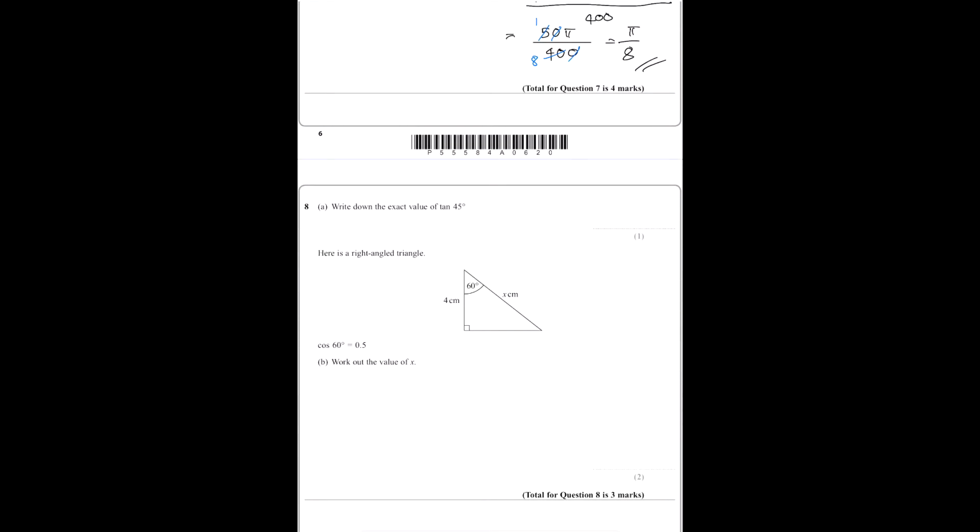Next question, write down the exact value of tan 45. I think this is a standard value that you should know, so we know that tan 45 is 1.